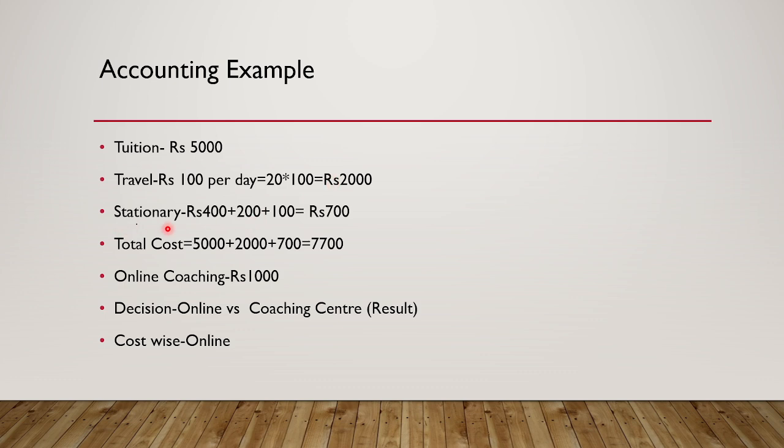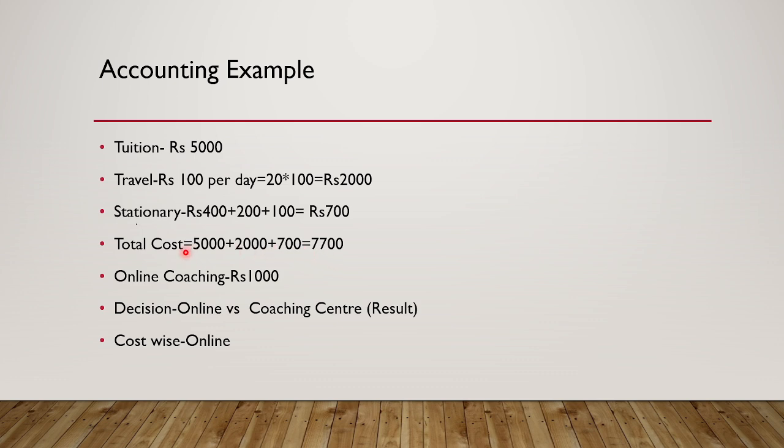Then you buy stationery, like some reference books, say for 400 rupees, and then some registers, say for 200 rupees, and some 100 rupees for highlighters, pens and other miscellaneous items, so that you pay 700 rupees. So in total, you have paid 5,000, 2,000 and 700, that is 7,700. So totally for offline you have paid 7,700 rupees.